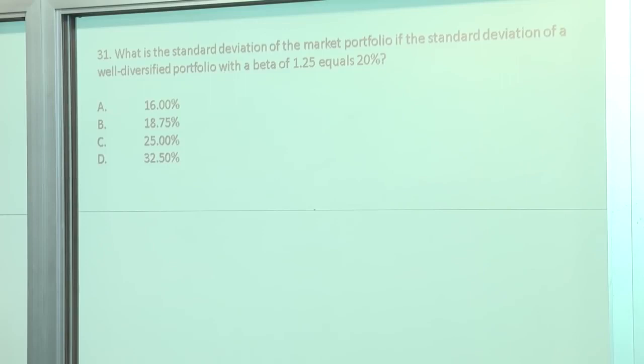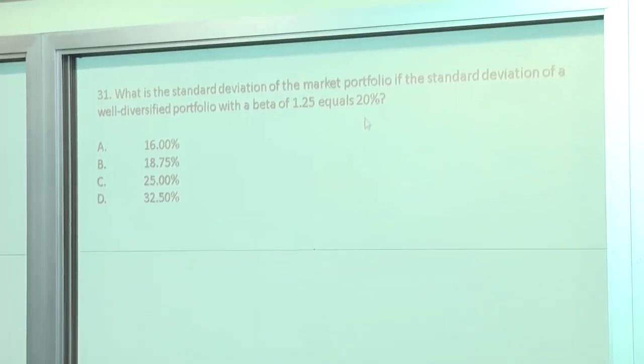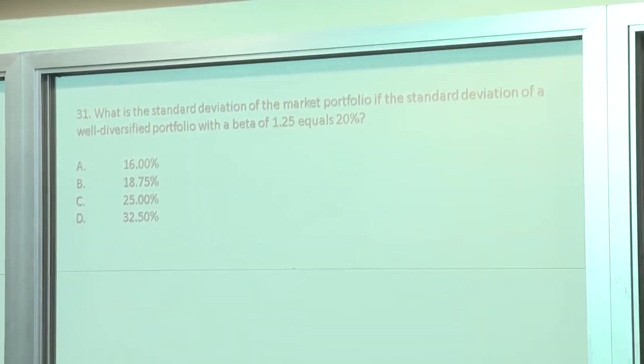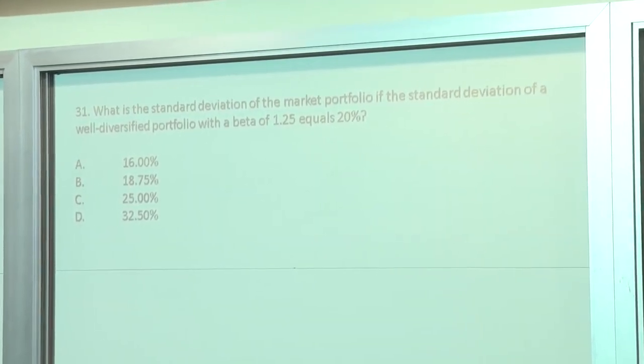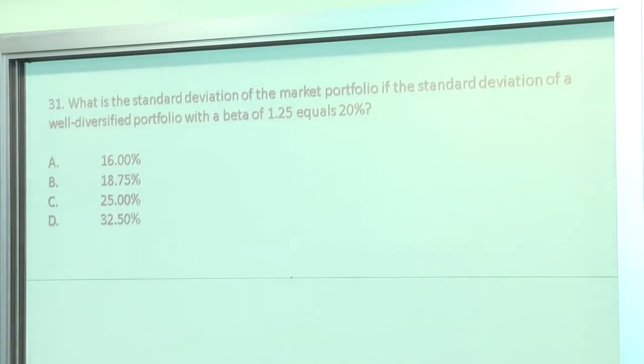So what is the standard deviation of the market portfolio if the standard deviation of a well-diversified portfolio with a beta of 1.25 equals 20%? Okay. So here is the definition. The standard deviation of a portfolio is proportional to the beta.